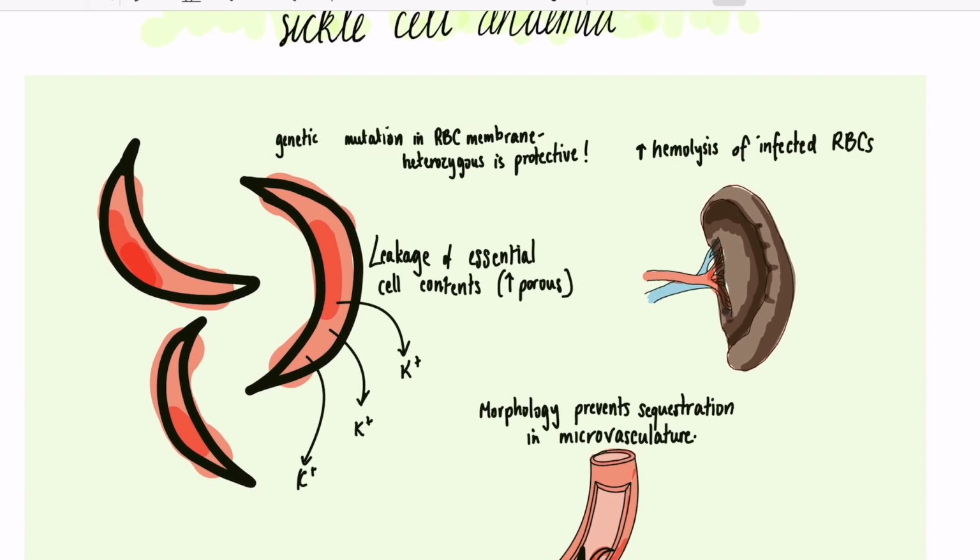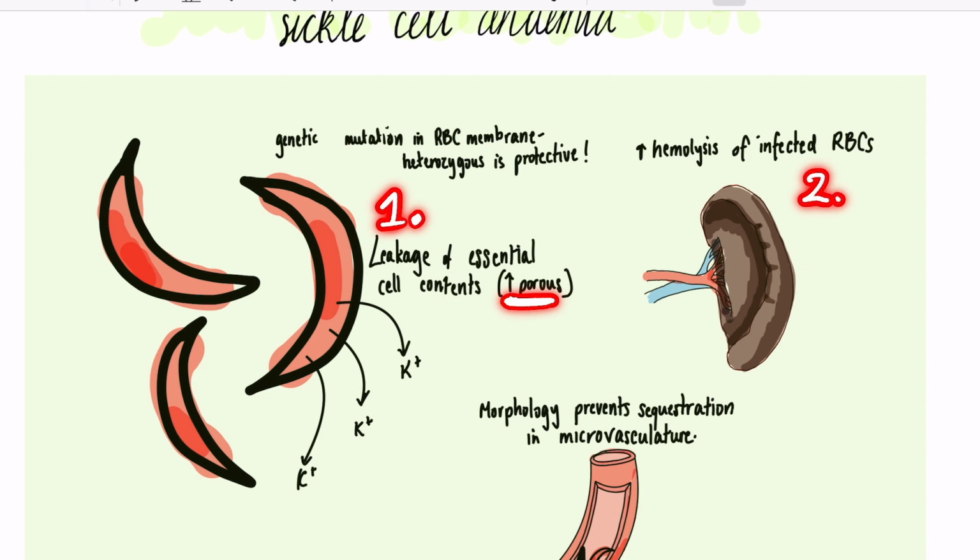Anyway, alright, so there are 3 reasons why sickle cell anemia is protective against malaria. The first reason is that the sickle cell shape causes leakage of essential cell contents out of the red blood cell due to the increased porosity. And this is bad for the Plasmodium parasite because the parasite needs things like hemoglobin and other nutrients that are found inside a red blood cell in order to stay alive. So sickle cells lead to dying Plasmodium.